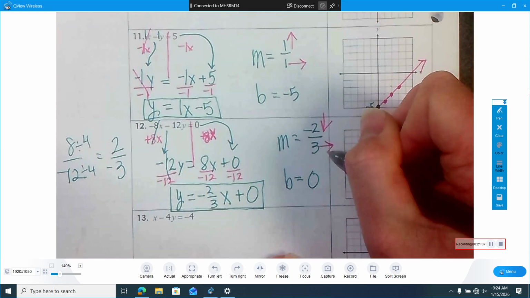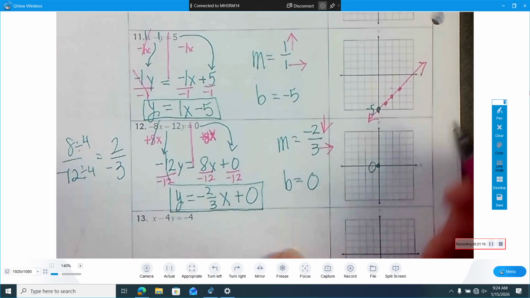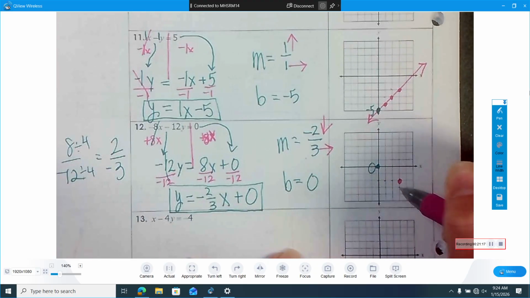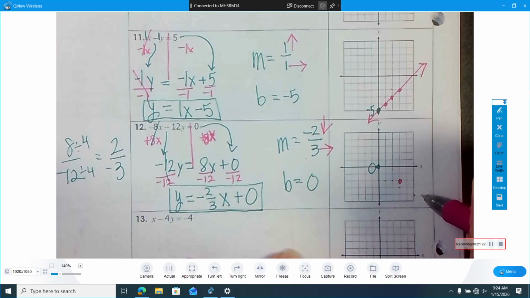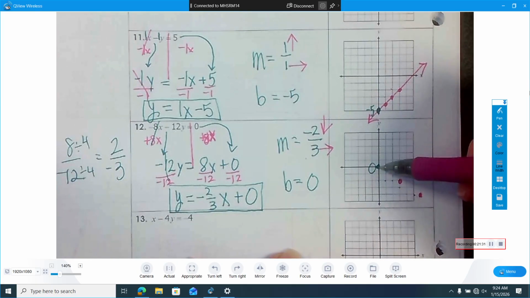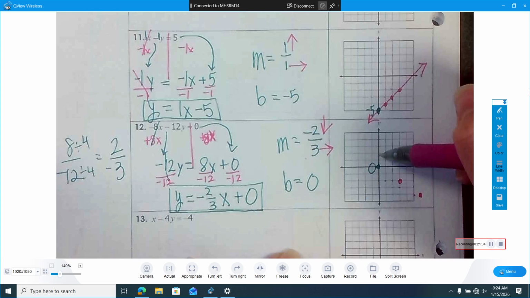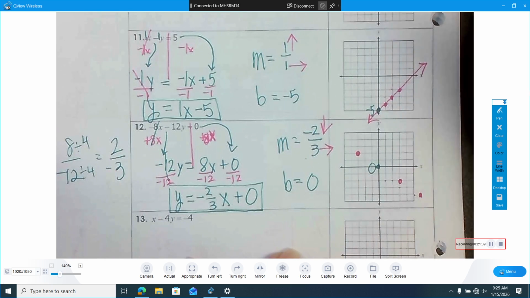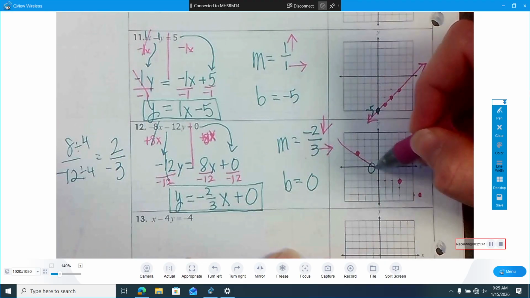Down 2 and right 3. Remember, the bottom number is our run, and we run to the right. So we're going to go down 2 and right 1, 2, 3. Down 2 and right 1, 2. Oh no, there's no more grid. I can estimate and place it about there. But I can do a full reverse. So instead of going down 2, right 3, I can go up 2, left 3. So a full reverse. And you'll notice my point is in line with the others.